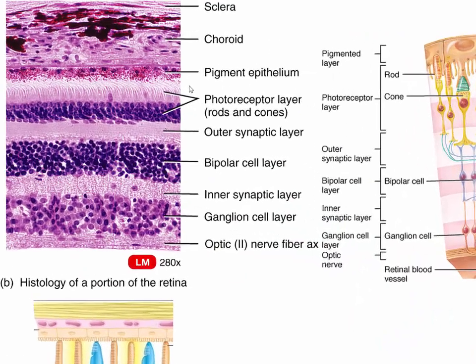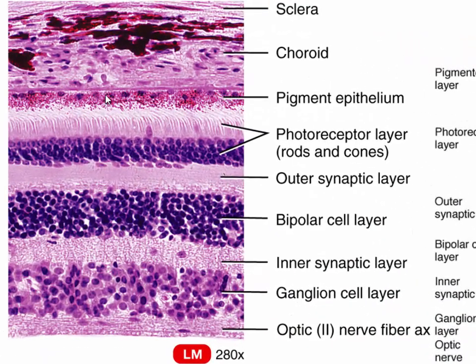And here's an actual slide showing the pigment epithelium with the choroid, and then you have your photoreceptors here, and various other cells such as the bipolar cells and the ganglion cells. They're going to help transmit impulses from those photoreceptors to what's going to become the optic nerve.